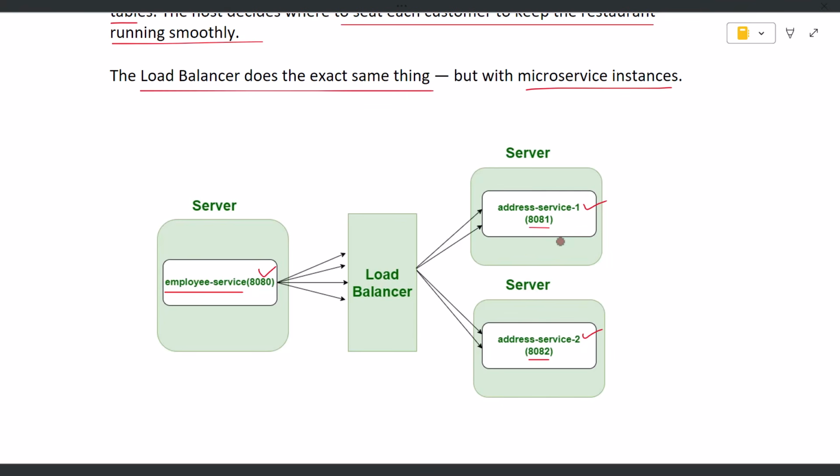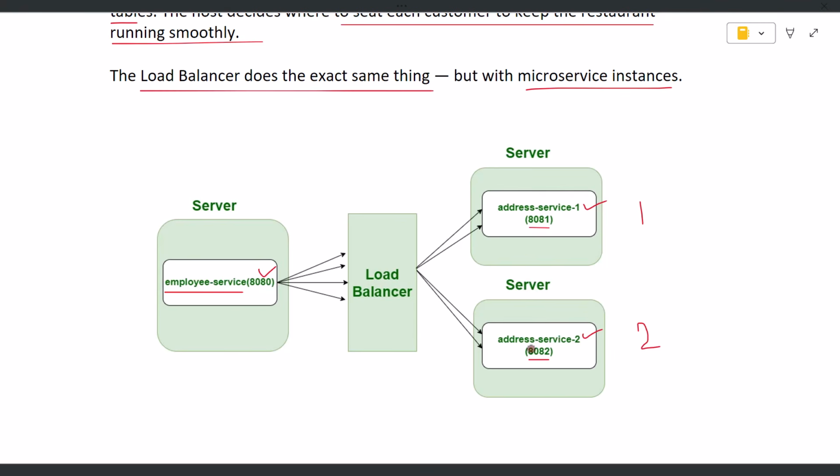So what is a service instance here? An instance is simply one running copy of your microservice. If you start the address service once, you get one instance. If you run it twice, maybe on a different server or a different port, you now have two instances. Both do the same job. Both handle the same endpoints, but they share the load together. That's exactly what your diagram shows. Two servers, each hosting one address service instance.